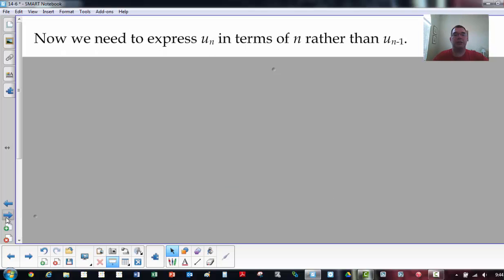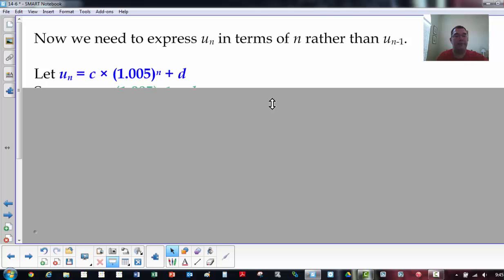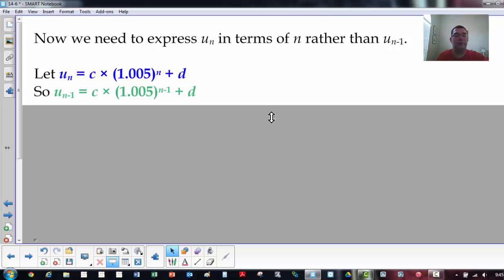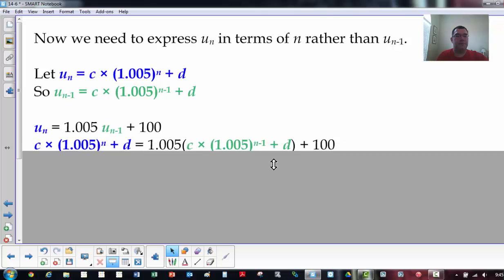All right, so I need to express the nth term in terms of n rather than the term that comes before it. That way I know how much is in there on any given month. So if you remember, this is a first order recurrence relation, so I can use that the nth term is c times my a value to the n plus d. And if you remember, my a value was 1.005. Okay, that means that the term that comes before it is c times 1.005 to the n minus 1 plus d. That becomes important. So there's the recurrence relation that I started with, and I'm going to make those substitutions.